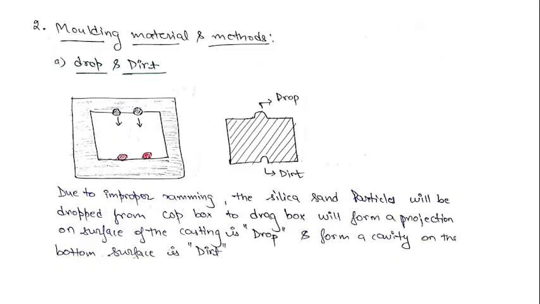Then, due to molding material and methods, some defects are formed. First is drop and dirt. Suppose you're ramming the sand and some particles drop from the cope box to the drag box, and that will form a projection on the surface. That projection is called a drop. And if a cavity is formed, that cavity is known as dirt.